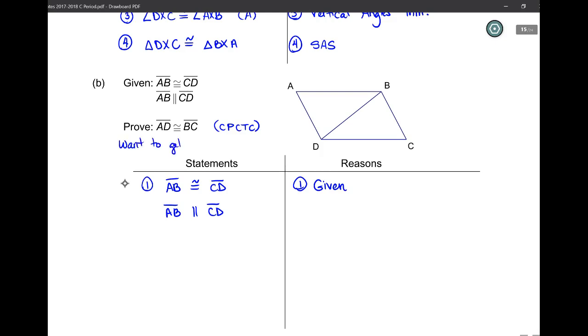So what we want to do is get triangle, let's say ABD, congruent to triangle CDB. If we can get those two triangles congruent first, then we can prove AD is congruent to BC by their corresponding parts. So take a look at what we have again. We have AB is congruent to CD. So that actually gives us a pair of sides. And AB is parallel to CD.